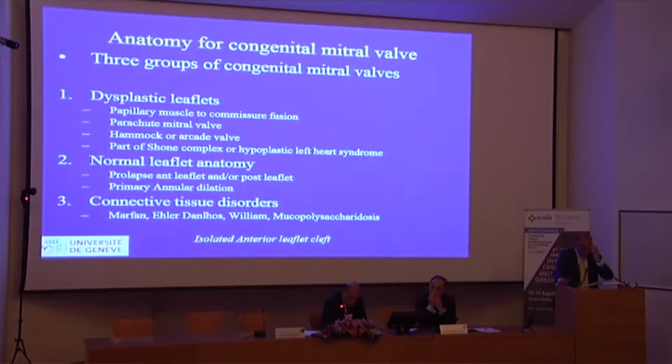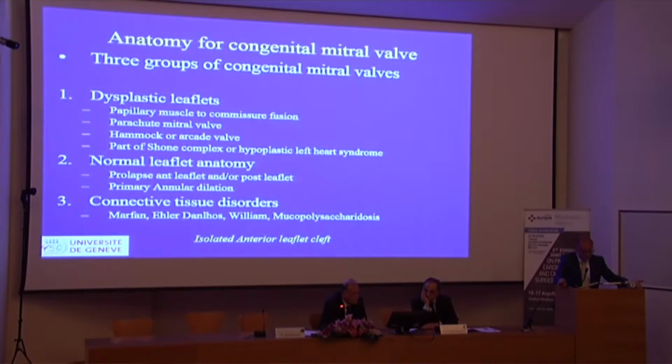Now, regarding the anatomy, for me there are 3 groups of congenital mitral valves. The first one is the dysplastic valve, and usually here there is papillary muscle to commissure fusion. I will show some slides. Then the parachute mitral valve, the hammock or arcade valve, and sometimes this dysplastic mitral valve could also be part of Shone complex or hypoplastic left heart syndrome.